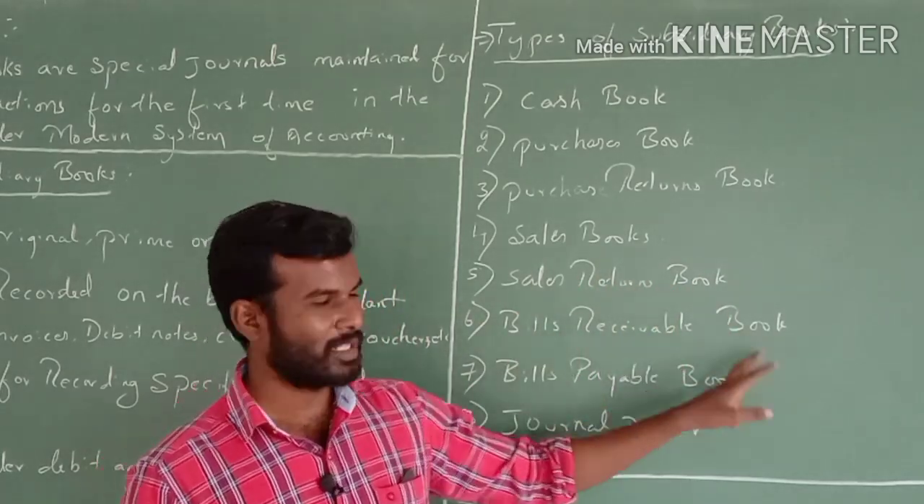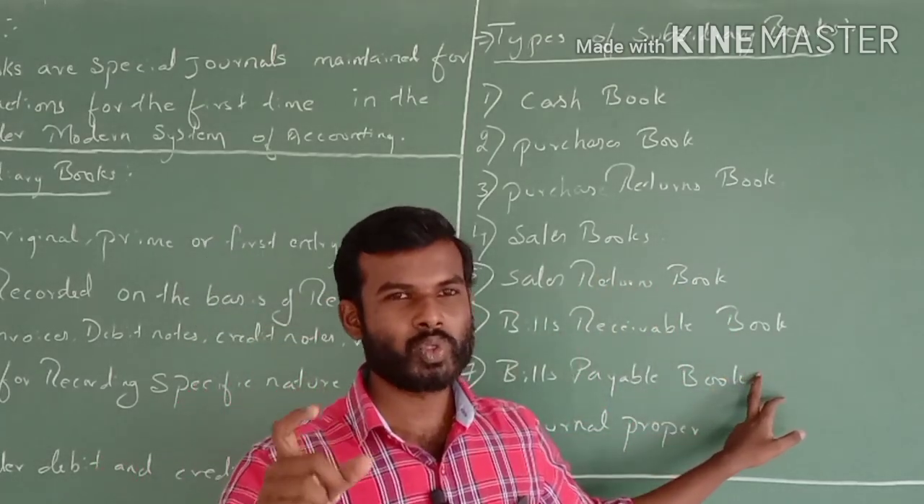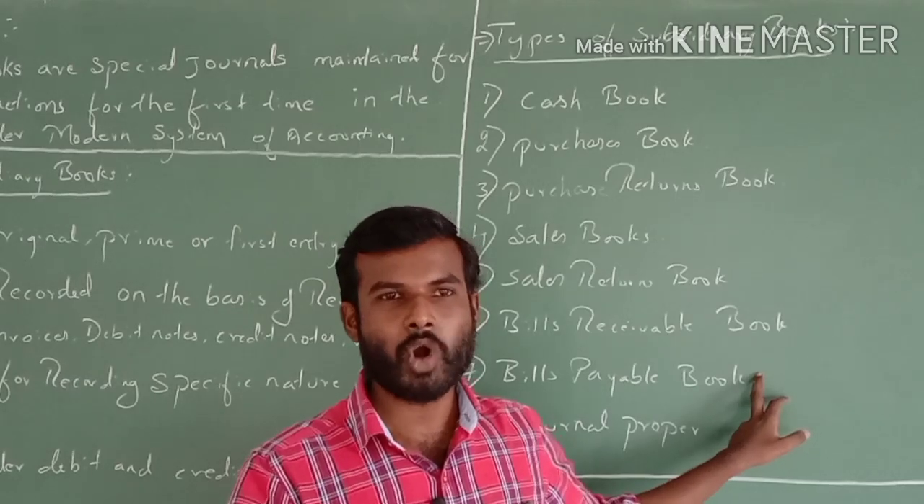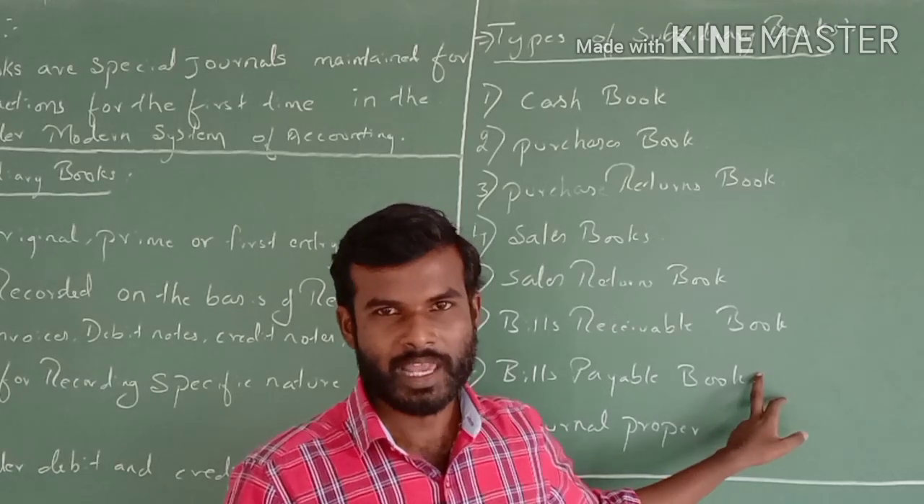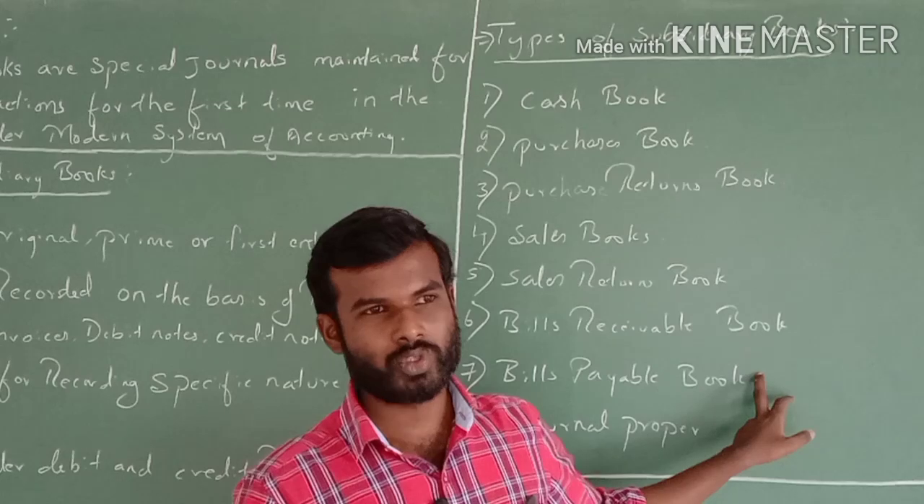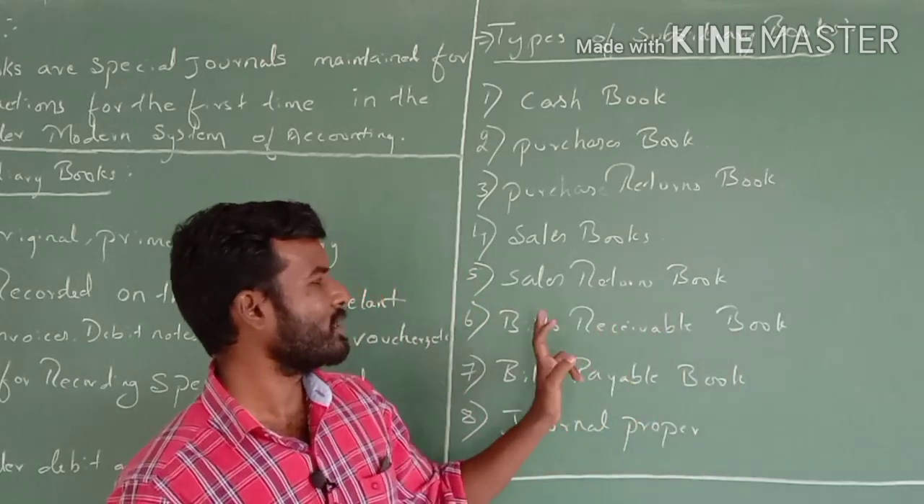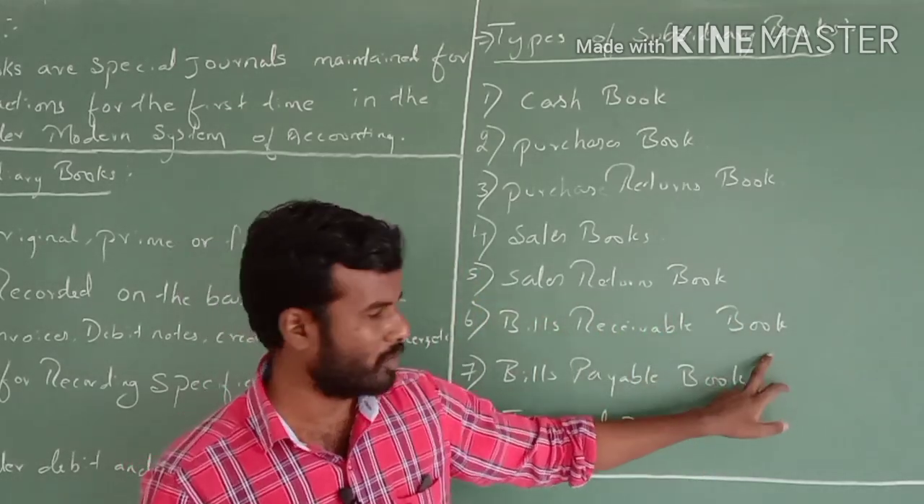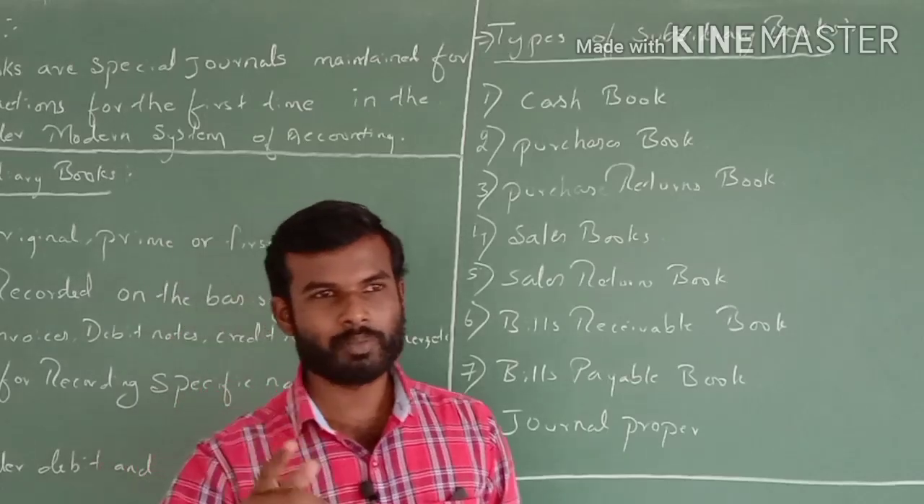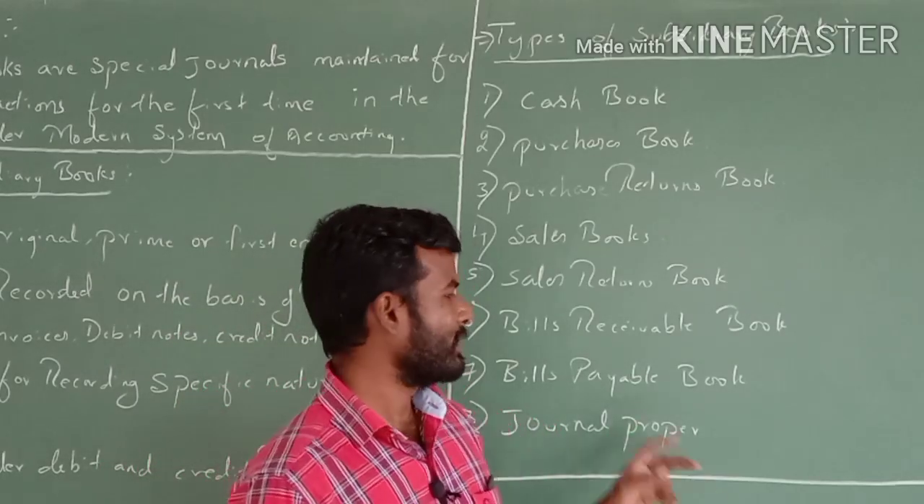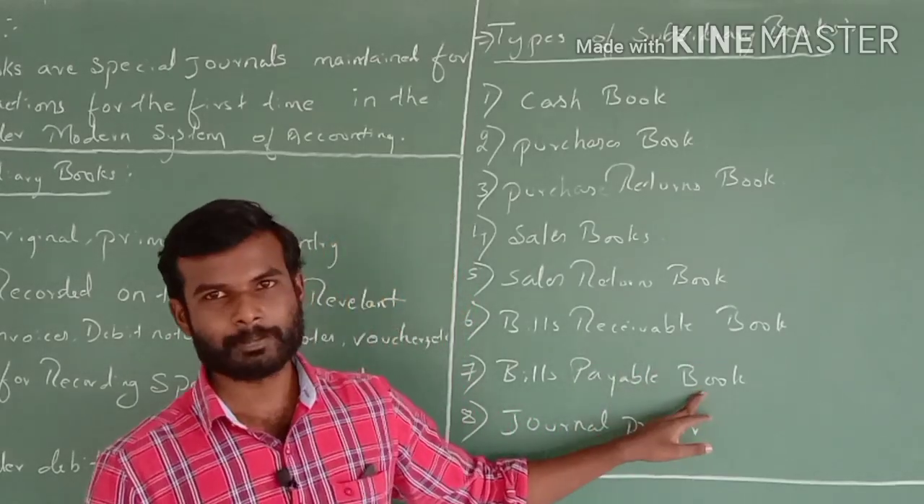Again, we have the bills receivable book. The bills receivable book is used to record the bills we have received for the purpose of the goods. So the bills we have received should be recorded in the bills receivable book. The bills payable book means the bills we have accepted should be recorded in the bills payable book.